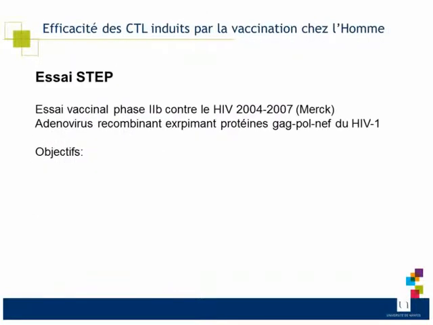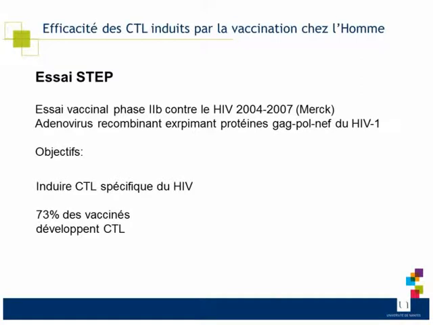Does it work in human beings? Now, the only data we really have on this comes from a large-scale phase 2b trial of a candidate HIV vaccine, which was produced by Merck. And the candidate vaccine was a recombinant adenovirus that expressed GAG-POL and NEF proteins. And the objective of the vaccine trial was to induce HIV-specific CTL. And in that sense, it was a success. 73% of the people vaccinated developed HIV-specific CTL against at least one of these targets.